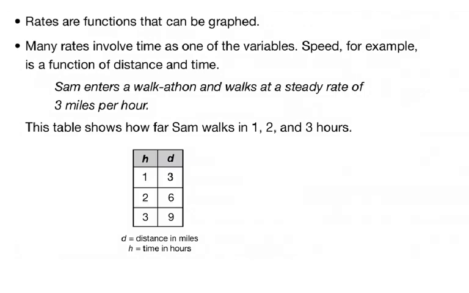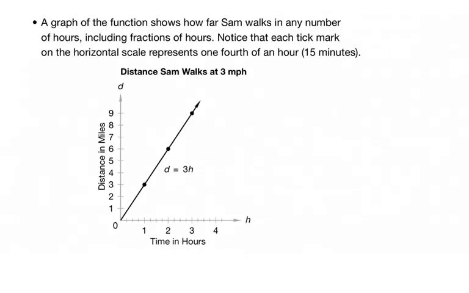Rates. So we talked about rates like miles per hour. Rates are functions that can also be graphed. Many rates involve time as one of the variables. Speed, for example, is a function of distance and time. So it says Sam enters a walkathon and walks at a steady rate of 3 miles per hour. This table shows how far Sam walks in 1, 2, and 3 hours. So he walks 3 miles in 1 hour, 6 miles in 2 hours, and 9 miles in 3 hours.